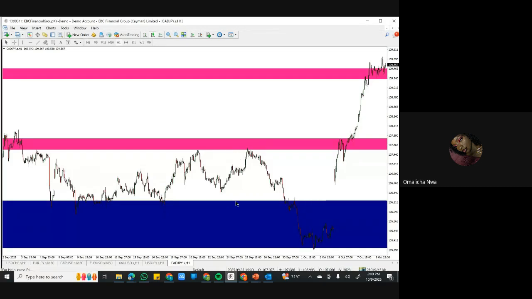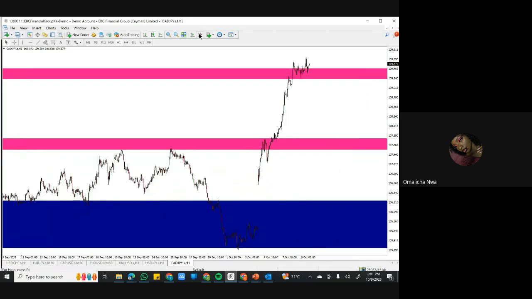Now, our rectangle might not be able to cover all the regions associated, but just have it in mind that it is a region, right? So now it came down to this place and pushed up to come and test our pink rectangle. After testing our pink rectangle, he was not able to break it. What happened? He fell. He fell so well.